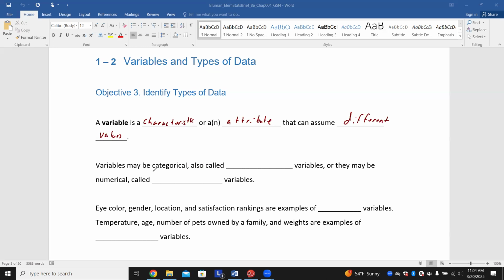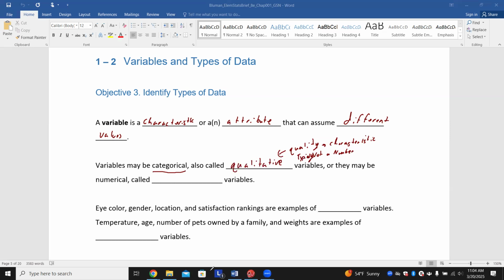All right, so this is a big one right here, categorical, also called qualitative variables, right? Qualitative comes from the root word quality, which is just characteristics. These are typically not a number, but can be.